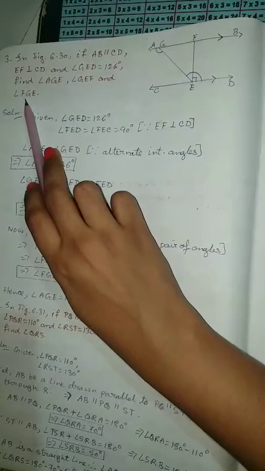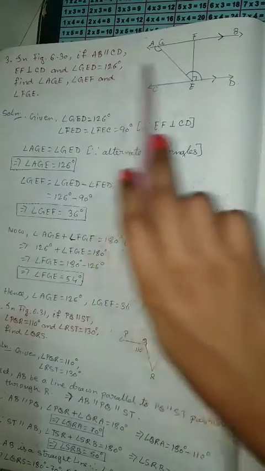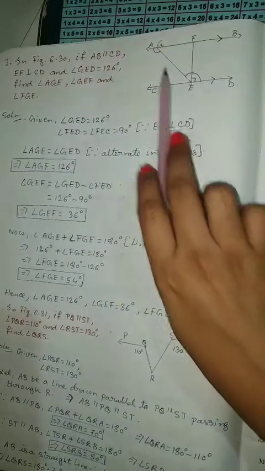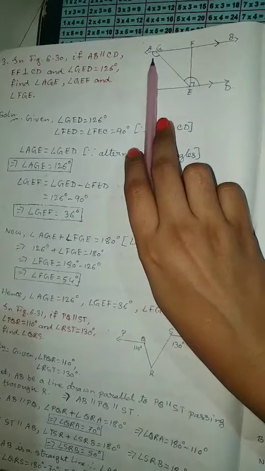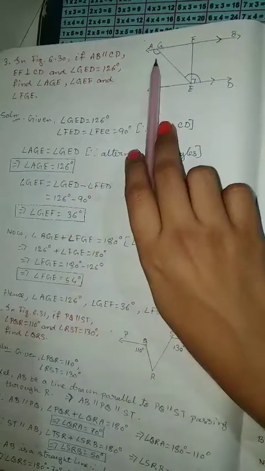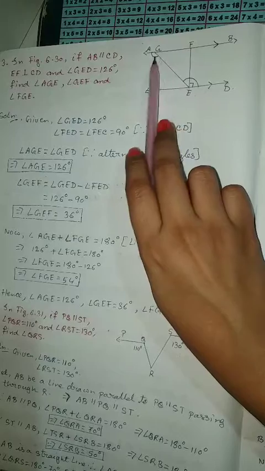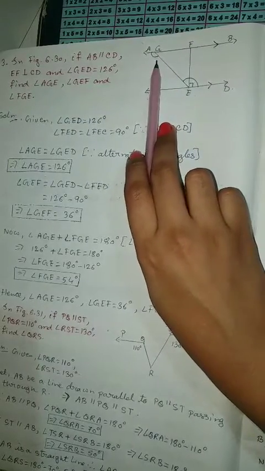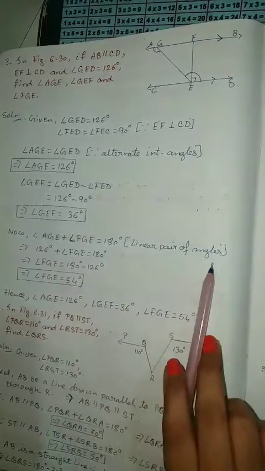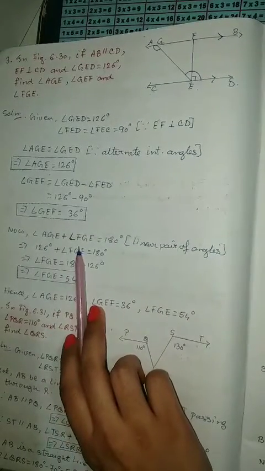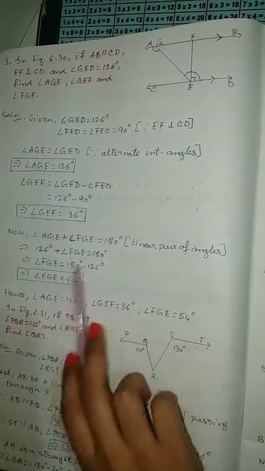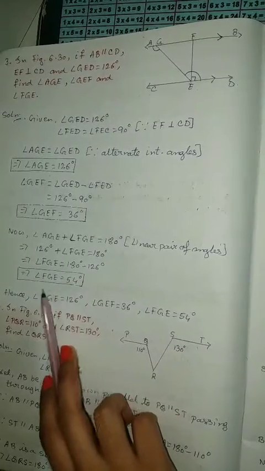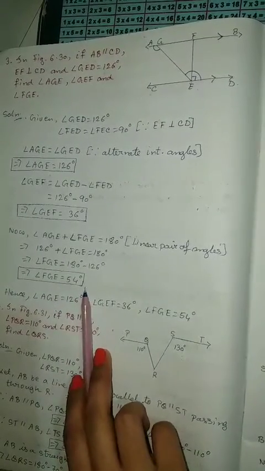Lastly, find out the value of FGE. We already have the value of this one. We took out the value of this AGE as 126. So these two will be a linear pair of angles. So the sum of these two is 180. So just write down linear pair of angles. Angle AGE plus FGE is equal to 180. Put the values and we'll get the value of FGE as 54 degrees.